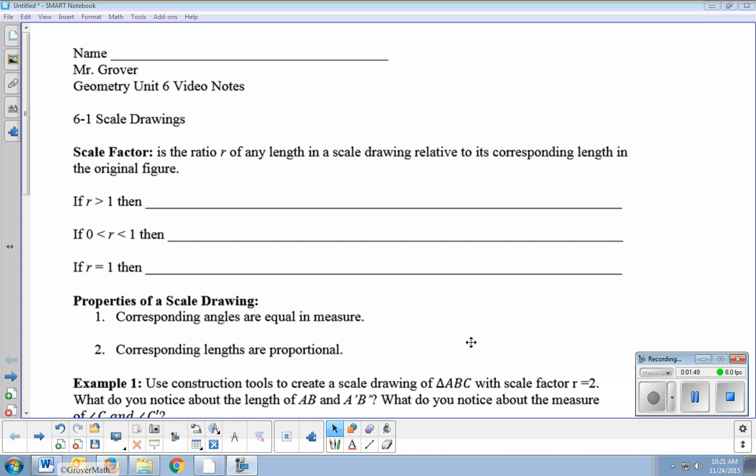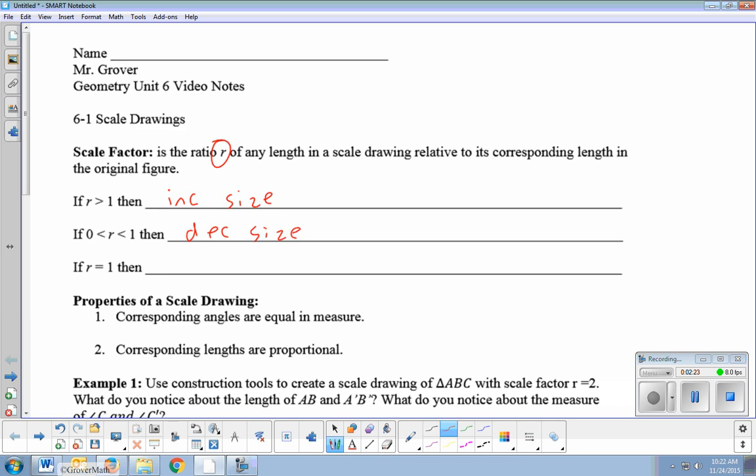So some of the terminology is we have a scale factor, is the ratio, and we use the letter R, of any length in a scale drawing relative to its corresponding length of the original. So like if we want to do a scale drawing where R equals 2, that means we want to make it twice the size. So if R is greater than 1, then the figure will increase in size. And if R is less than 1, or between 0 and 1, then it's going to decrease the size.